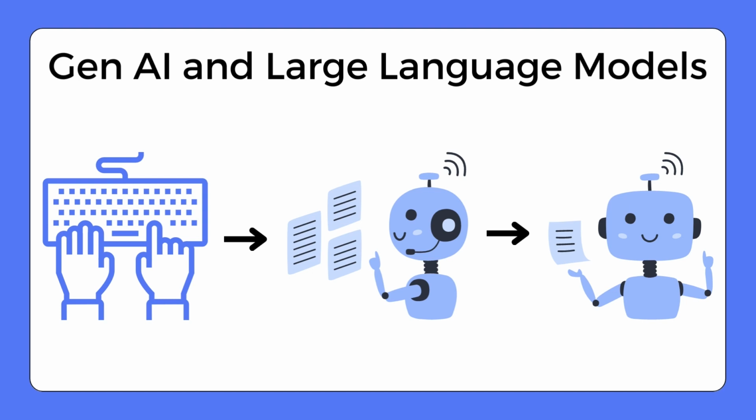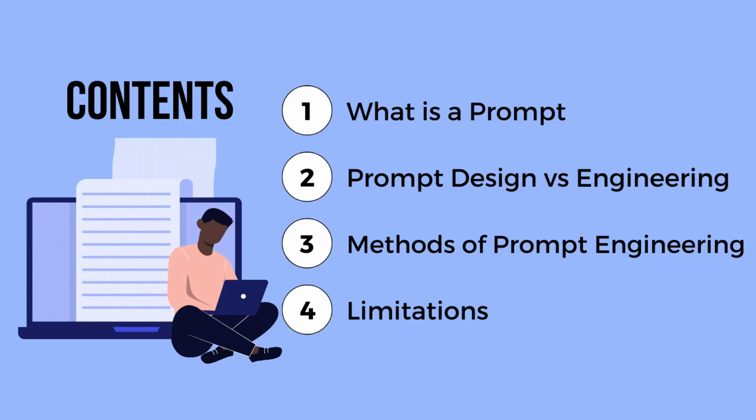This means that the better our input prompts are, the likelier we are to achieve higher quality output from any generative AI tool. Today, we'll be exploring several key aspects related to these input prompts. We'll clarify what exactly a prompt is and its role in shaping the model's output. We'll distinguish between prompt design and prompt engineering, and then move on to introduce various methods of prompt engineering. And lastly, we'll discuss the limitations of prompt engineering to give you a realistic understanding and expectation of this exciting process. So let's get started.